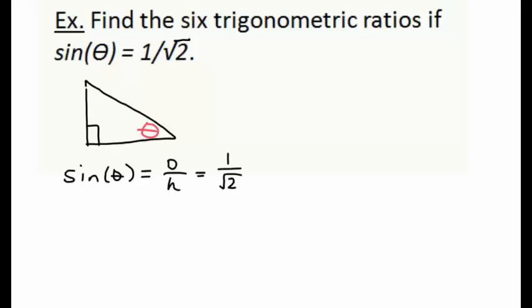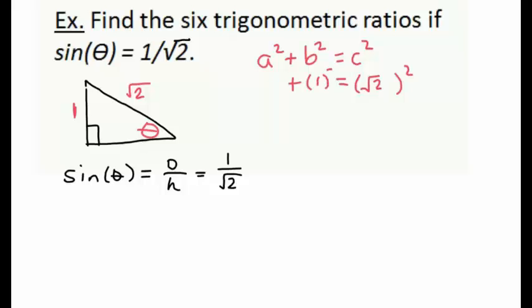Well, sine of theta is opposite over hypotenuse. So it must be that the length of this side is 1, and the length of our hypotenuse is the square root of 2. And now it's up to us to figure out what the length of our third side is, and we can use Pythagoras' theorem to do this. So we're given the hypotenuse, which is c. So we know that root 2 squared plus 1 squared should be equal to our missing side length squared. So this tells us a squared plus 1 is equal to 2, or that a squared is equal to 1.